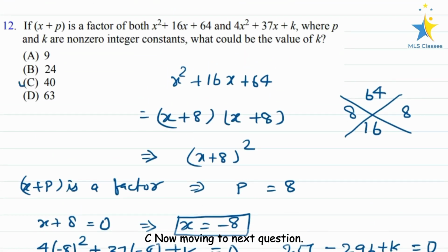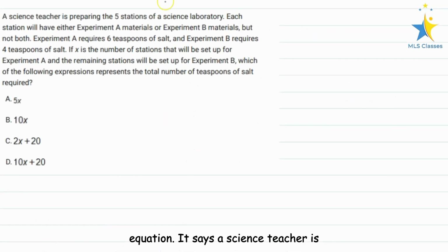Now moving to next question. This is a question related to linear equation. It says a science teacher is preparing the 5 stations of a science laboratory. Each station will have either experiment A materials or experiment B materials, but not both. Experiment A requires 6 teaspoons of salt and experiment B requires 4 teaspoons of salt.